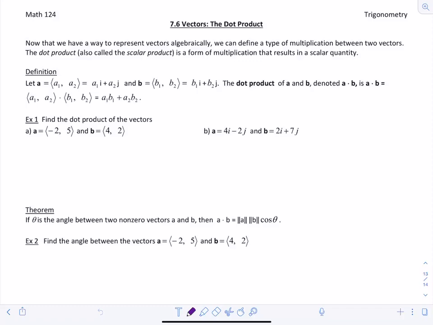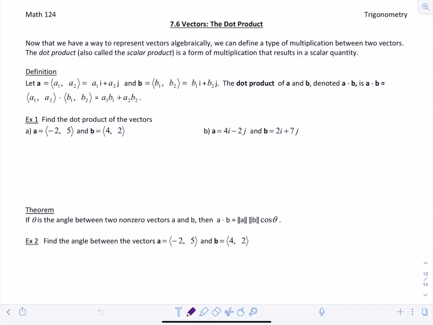In this video, we're going to talk more about vectors, specifically the dot product. Now that we have a way to represent vectors algebraically, we can define a type of multiplication between two vectors. If you'll remember, the only type of multiplication we've done so far is taking some vector and multiplying it by a scalar, and we've been able to distribute and so forth. But now we want to see how we can multiply two vectors by one another.